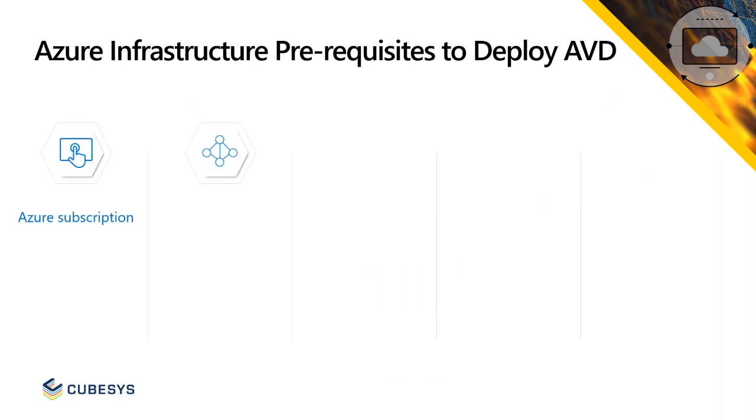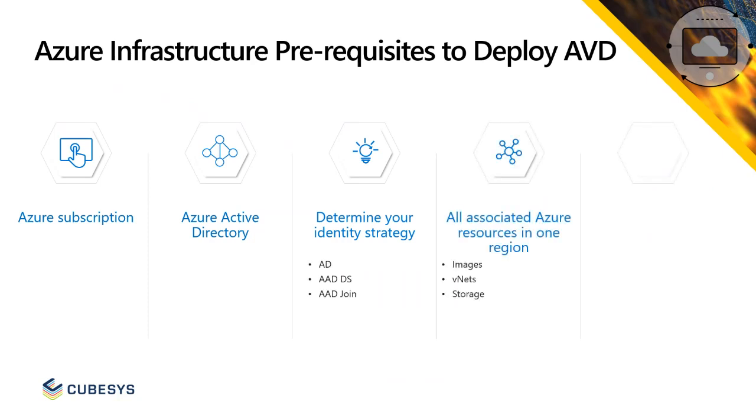So what do we need to deploy AVD? We basically need an Azure subscription and Azure Active Directory. That can be Active Directory, Azure Active Directory Domain Services, or just recently they've released Azure AD join. Some other resources that we're going to need are images, a VNet, a storage account, and finally the credentials to basically spin up the service. There's also a resource provider that needs to be enabled on the subscription. I think it's Microsoft.DesktopVirtualization that needs to be turned on to be able to spin up the service.